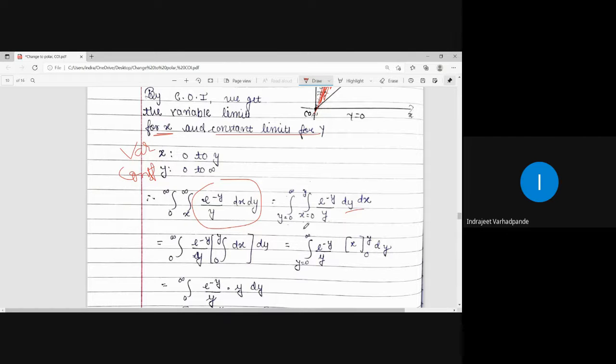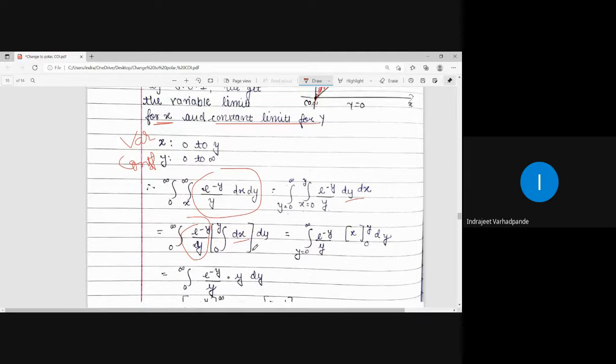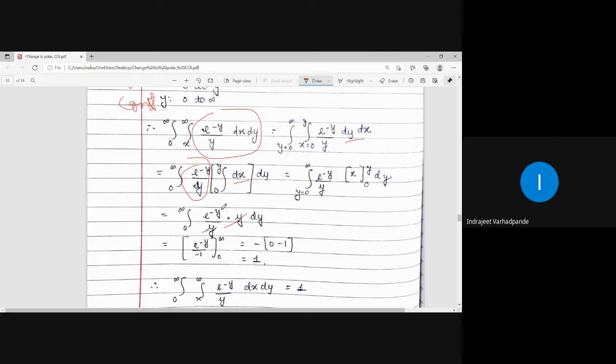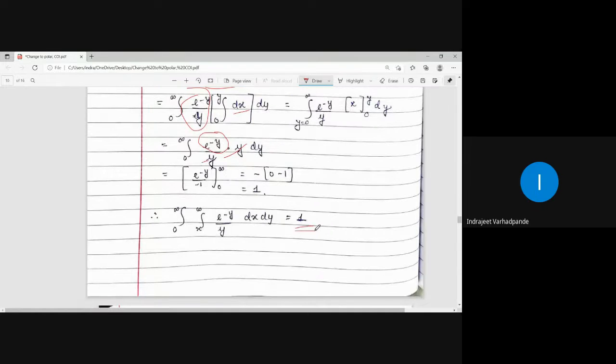Now integration will be done first with respect to x, keeping y constant. E to the power minus y upon y is constant, integration of dx is x, simplify, the y and y will cancel. Integration of e to the power minus y is e to the power minus y upon minus 1. Put upper limit as infinity, lower limit as 0, your answer comes out to be 1.